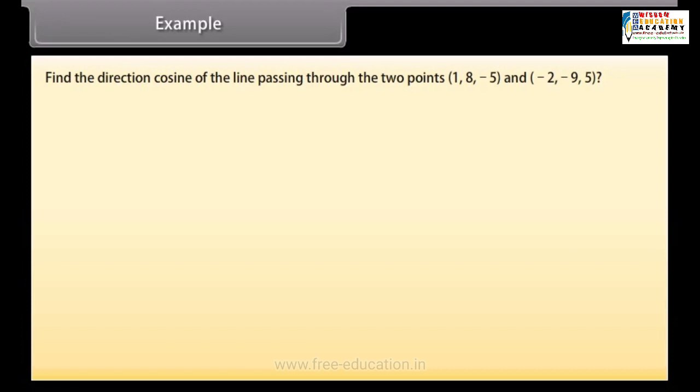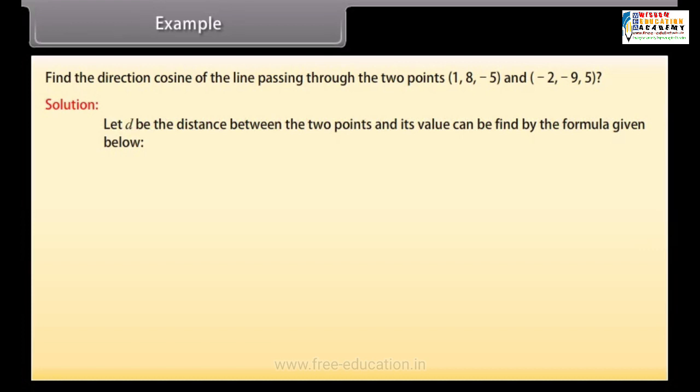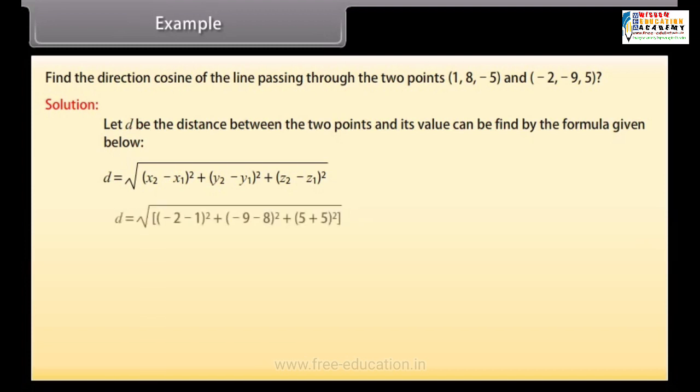Example. Find the direction cosine of the line passing through the 2 points 1, 8, minus 5 and minus 2, minus 9, 5. Solution. Let d be the distance between the 2 points and its value can be found by the formula given below. d equals the square root of x2 minus x1 square plus y2 minus y1 square plus z2 minus z1 square. d equals square root of minus 2 minus 1 square plus minus 9 minus 8 square plus 5 square.